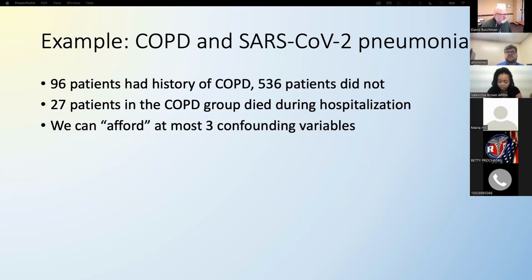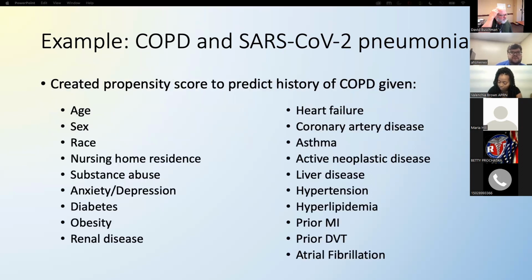Because there are lots of different things that could account for this, I mean, COPD is a past medical history, and lots of variables are correlated with it, what we decided to do was create a propensity score to predict that. So we used a ton of variables to make this propensity score. We used age, sex, race, nursing home residence, lots of past medical history, and social history as well.